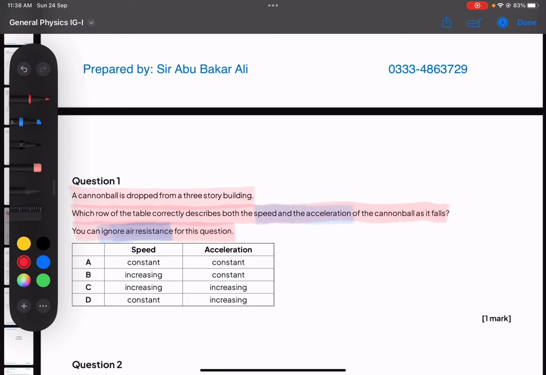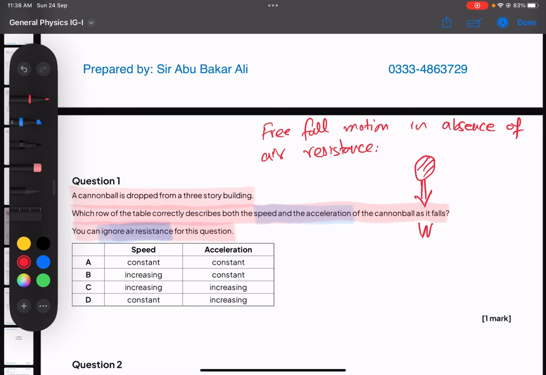So it's a case of free fall motion, in absence of air resistance. Okay, let's consider a cannonball that is falling freely under the action of gravity. So the only acting force is the weight. Weight is basically a force of gravity, and there is no air resistance in the opposite direction. So there is only one force, that is force of gravity.